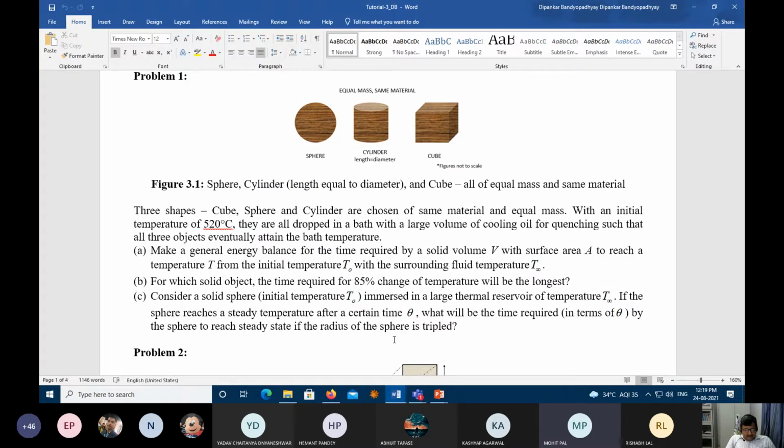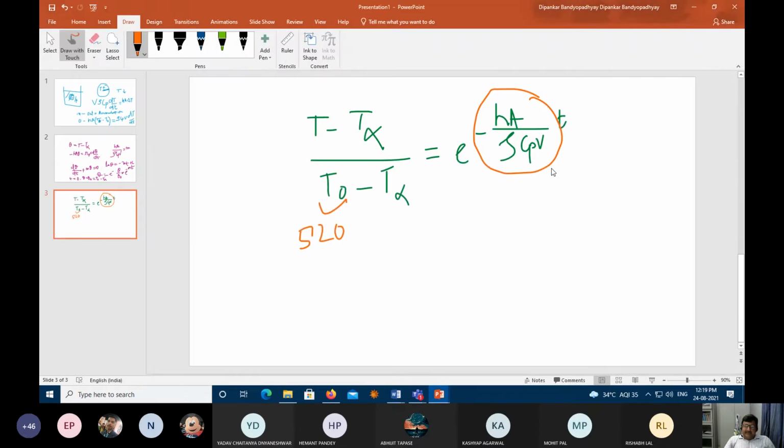Correct. So how do we do that? For a sphere first. What are the parameters that are changing here? For a sphere, cylinder, and a cube, what is the parameter? I have said that the material remains the same, right? So what is the parameter changing? Only area? Yes, sir, only A. Volume is given as the same, so only A. Only area is changing.